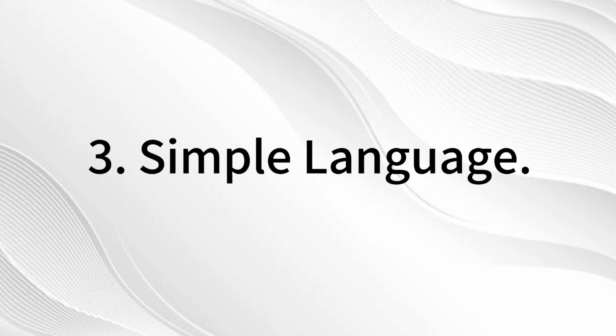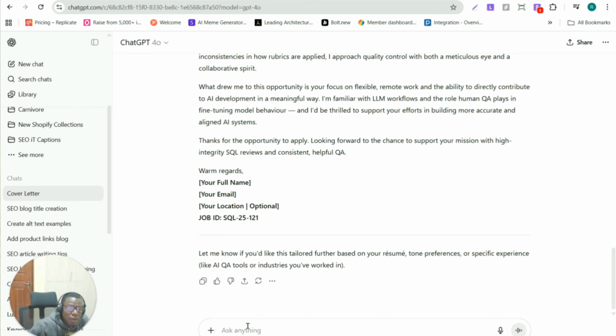Hack number three: use simple language. Sometimes you have complex ideas that need to be synthesized so that the average Joe can actually understand the context. Normally, we give ChatGPT prompts like explain this to fifth grade, explain this to seventh grade, explain this to second grade, those kinds of things.